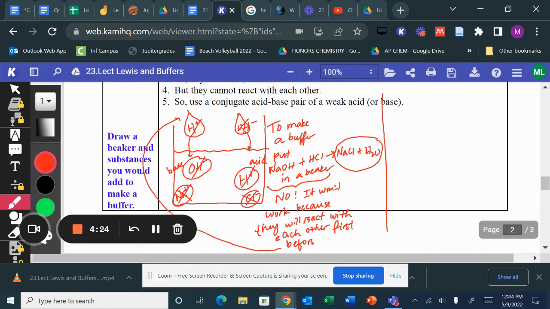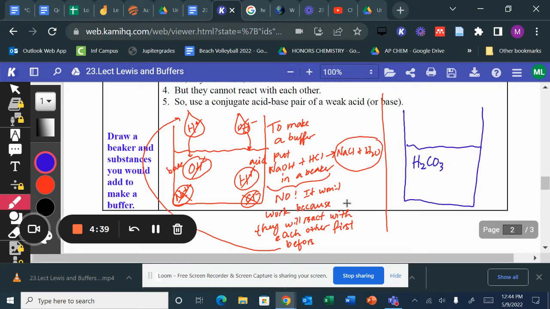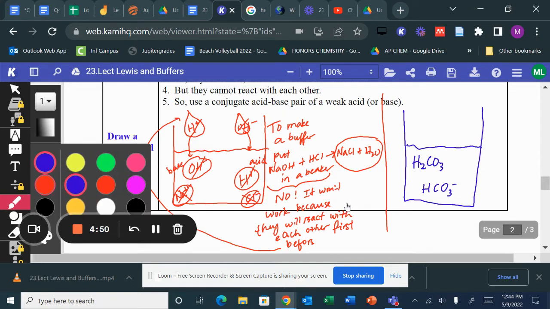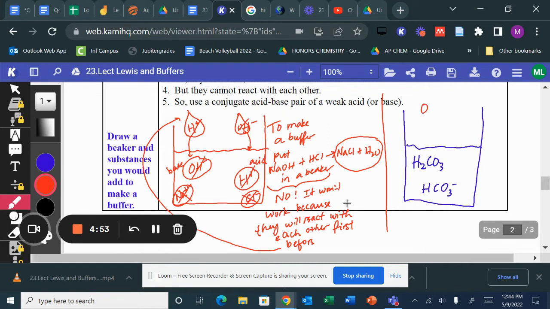So what do you put? The trick is, you need to put an acid and a base in the beaker, but they cannot react with each other. So why don't you put a weak acid, H2CO3, and its conjugate base, HCO3-. Let's see how that works. If you add OH-, which of these two will react with OH-? That's correct. This will react with one of the H's. So then the pH won't change.